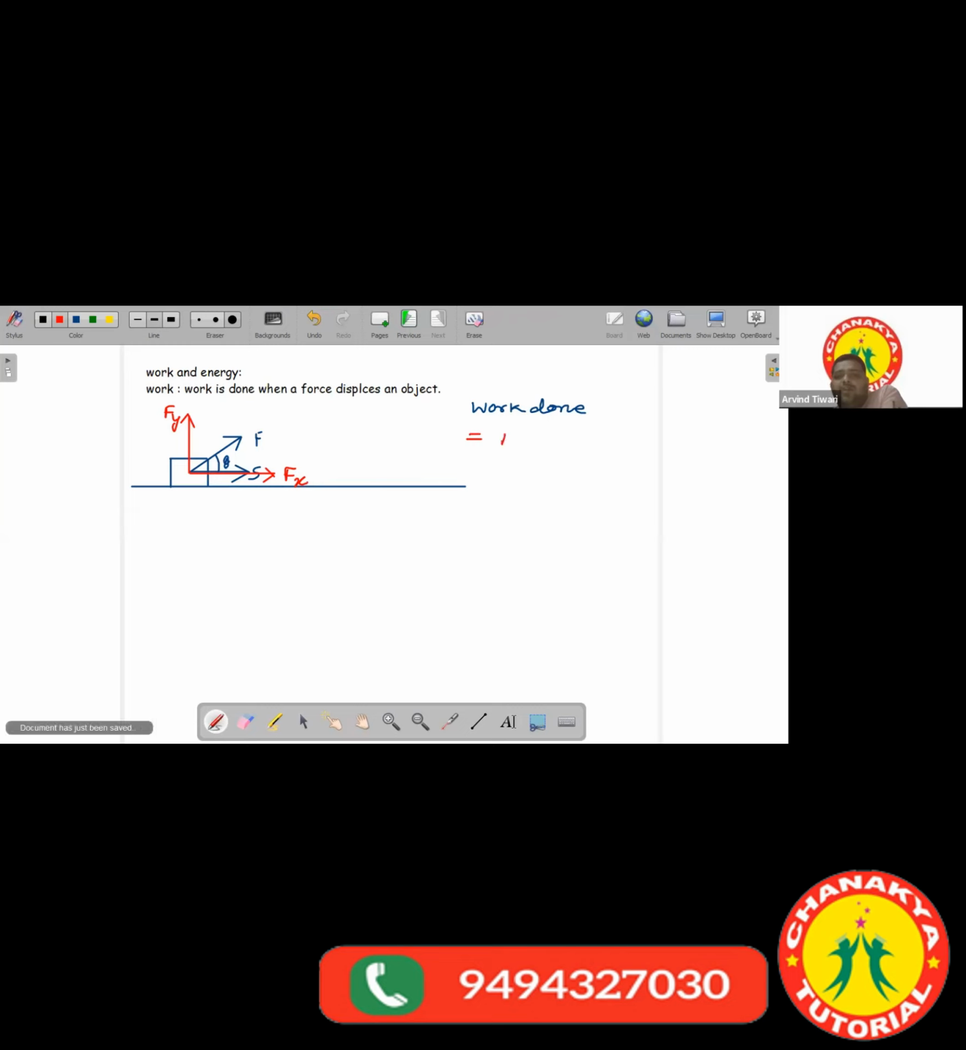work done will be equal to Fx multiplied by displacement. Okay. So this is also written as Fs cos theta, where Fx is equal to F cos theta. Or it can also be written in another form. Work done can be written in the form of F dot S.